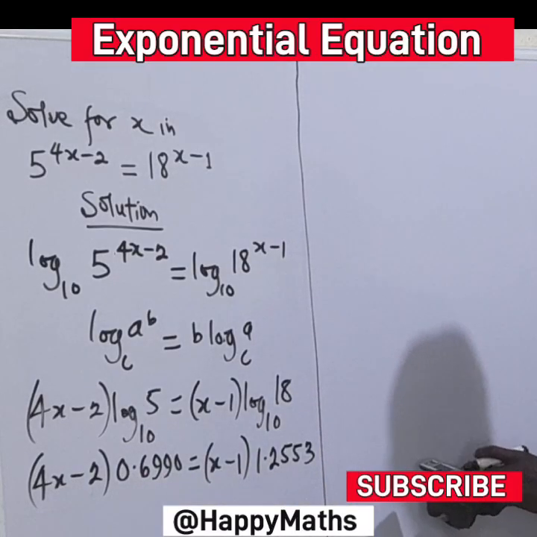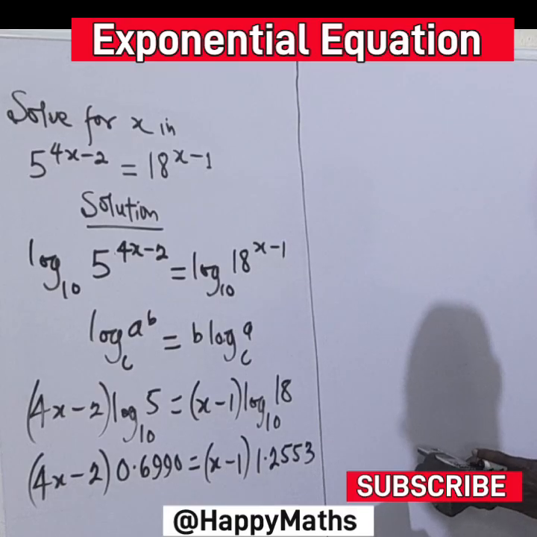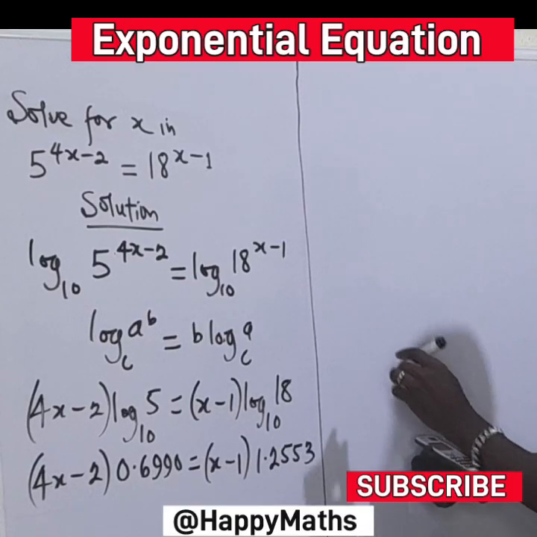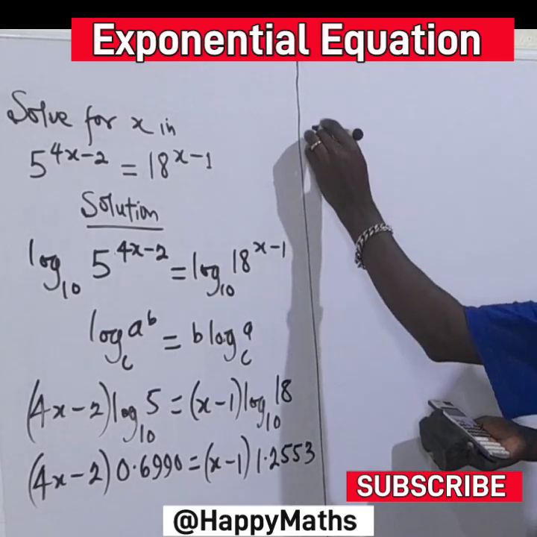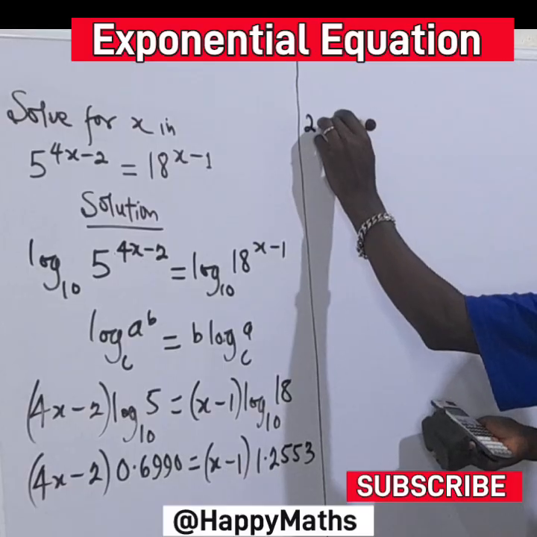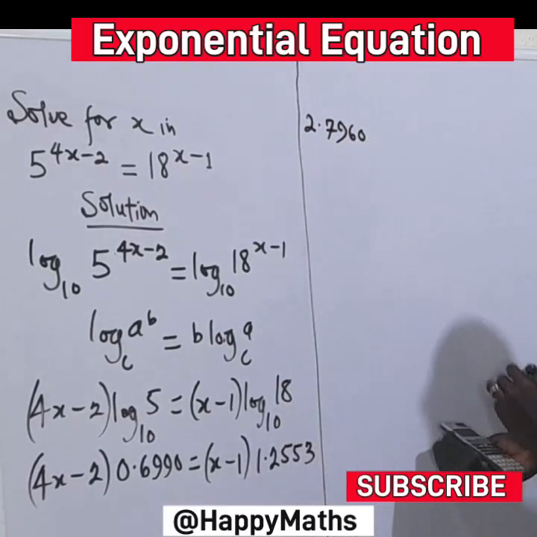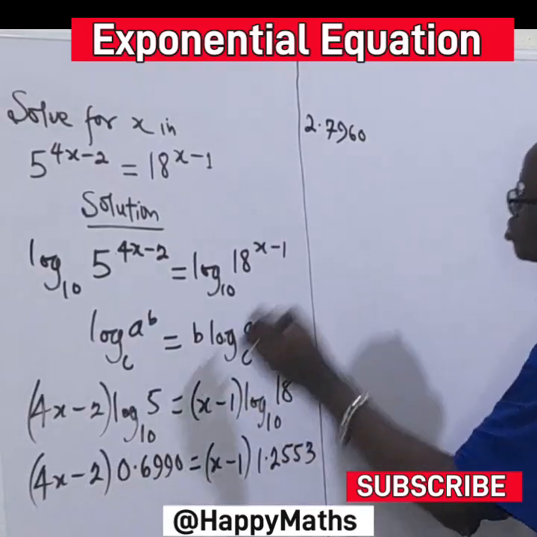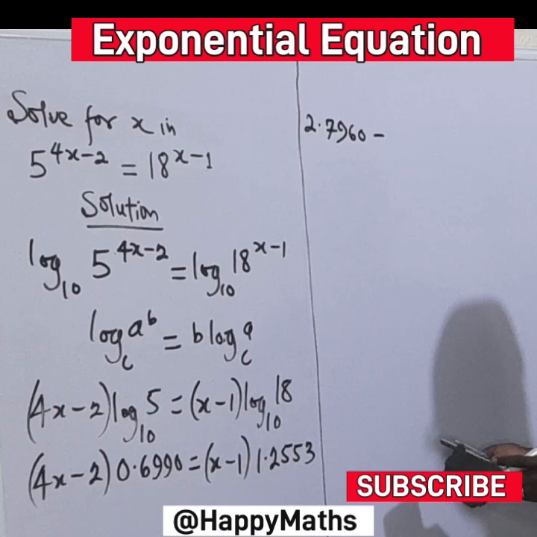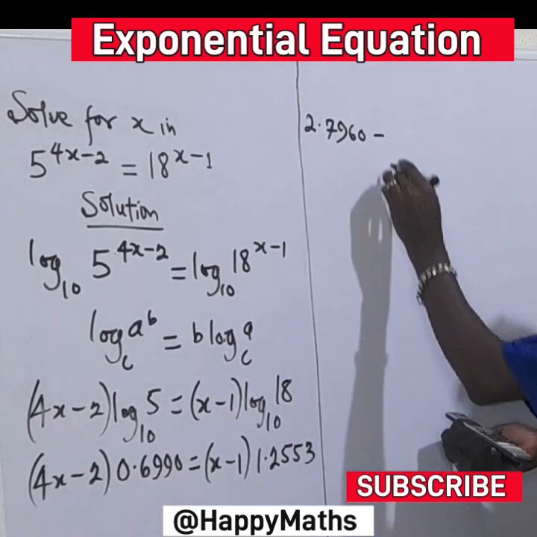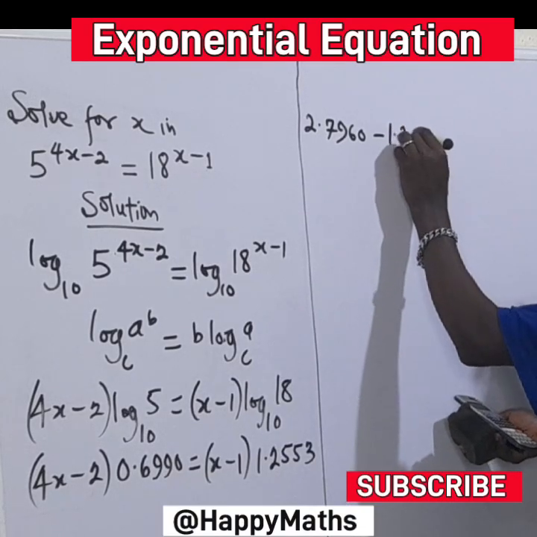Now let's use this to clear the brackets. Then 4s times 0.6990 equals, that will give us 2.7960s, then minus 2 times 0.6990, that will give us 1.398.